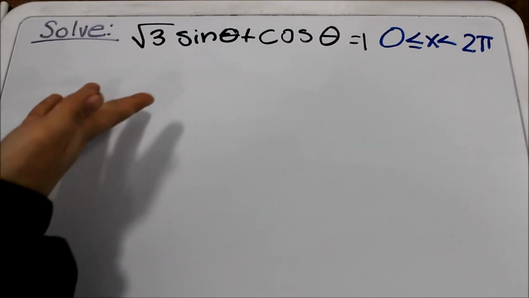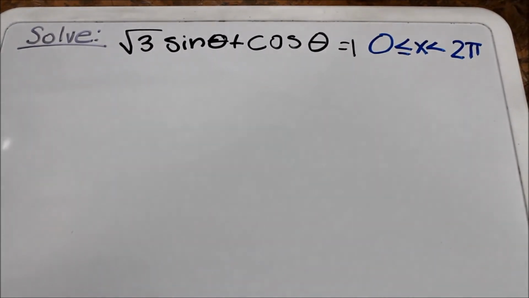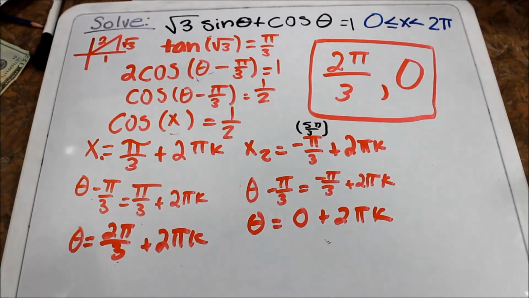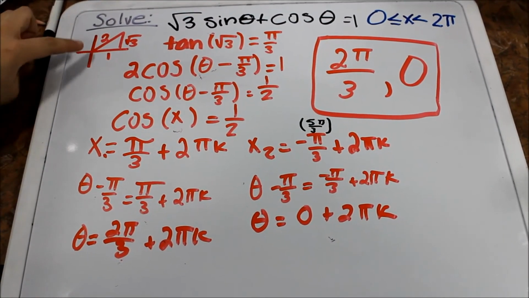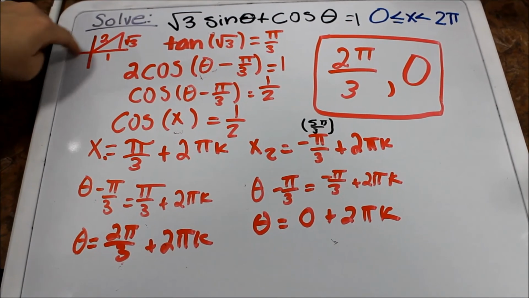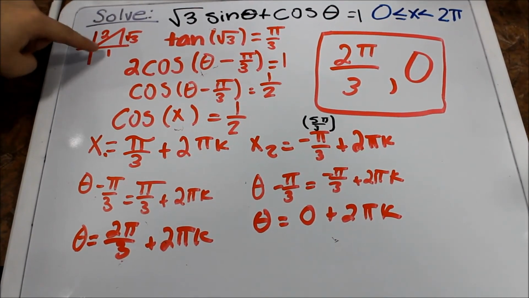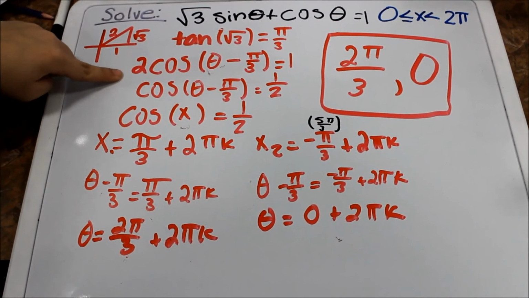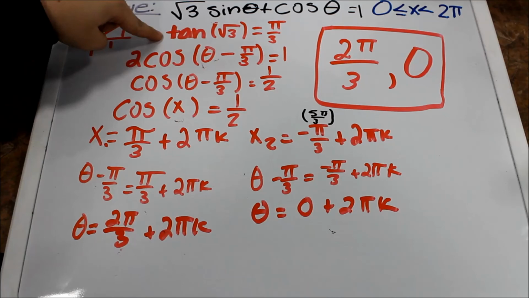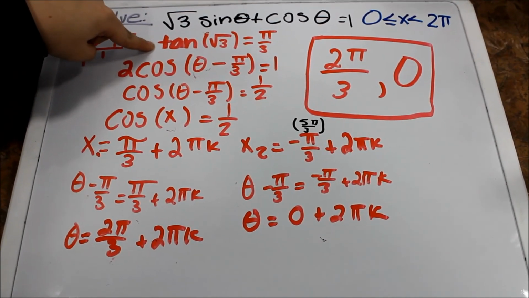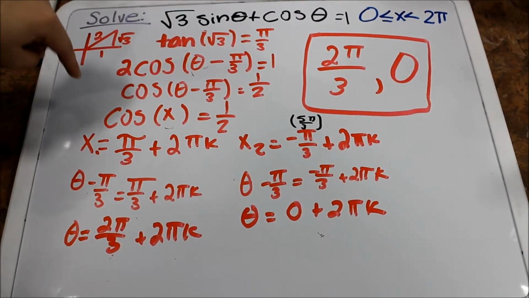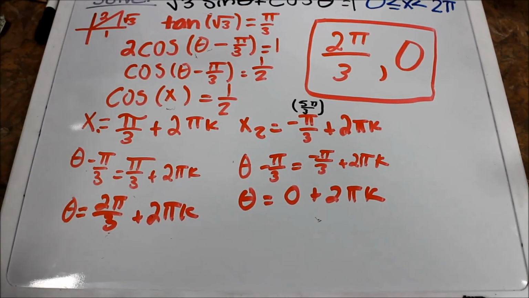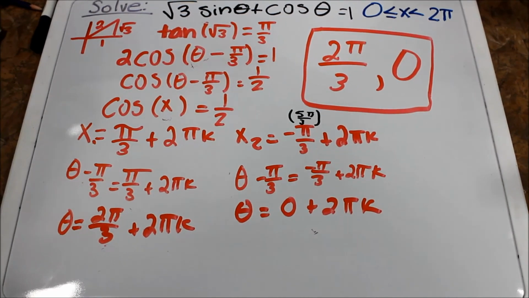Now try to solve this equation over the same given interval. So after you solve, you should get answers of 0 and 2 pi over 3. I solved this by first constructing a triangle with root 3 as a sine and 1 as your cosine, and you should get a value of 2 for your amplitude. And then for your angle, I did tangent of root 3 equals pi over 3, and that gives you this. And then I divided both sides by 2, which gave me cosine of theta minus pi over 3 equals 1/2.